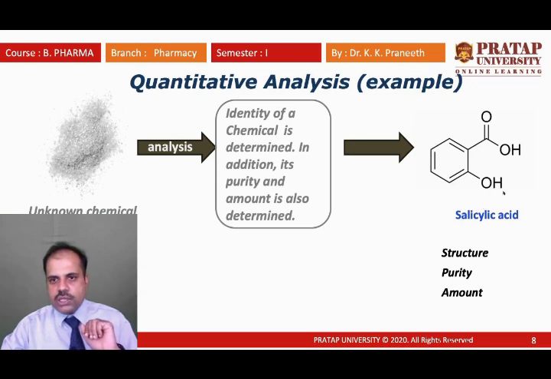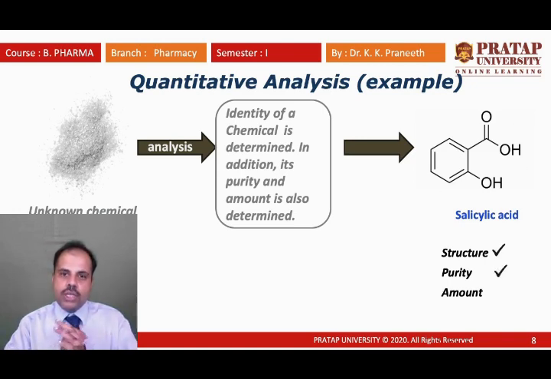If I find out the structure by using some method or technique, I also know the name of this chemical that is present in this unknown sample. For example, the name of this is salicylic acid. After further analysis, I also found out this structure. For example, you can use the NMR technique, which we will study in a later semester, to find out the structure of this compound. And I also found out the purity of the compound.